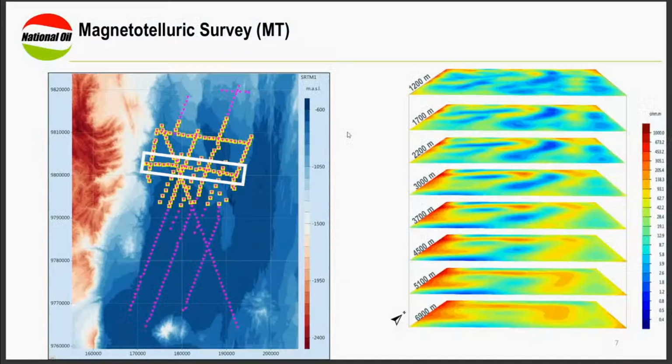This basically represents a 3D of one of the MT lines that was acquired in this area, from the top, 1.2 kilometers, up to 6.9 kilometers, because a geologist might want to know how the basin behaves.